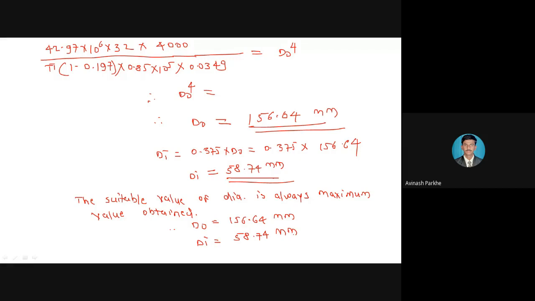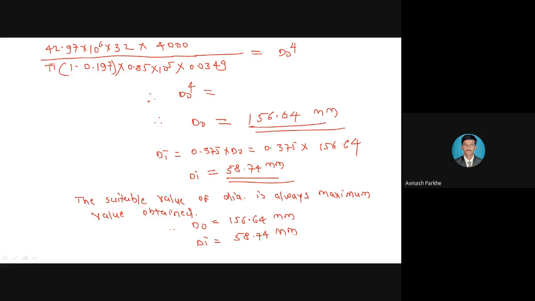Suitable value of diameter is always the maximum value obtained. So we have to go for the comparison, and from that comparison you have to identify from which condition your diameters are maximum, and this maximum diameter we have to consider for the designing of the shaft. If we consider the maximum diameter, at that time the maximum torque or maximum power is transmitted by that particular shaft without any twisting movement. While designing the shaft, always consider the maximum diameter.